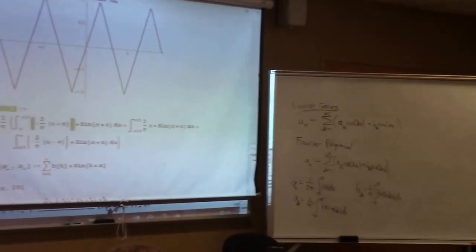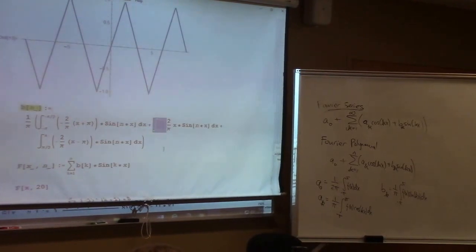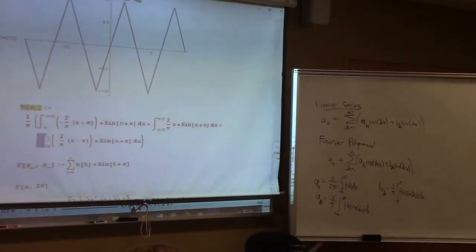An integral from negative pi to negative pi over 2, from negative pi over 2 to positive pi over 2, and from positive pi over 2 to pi. You see a sine in each case. I guess I'm calling this bn instead of bk. That's all right. And then you see sine of x being multiplied by different things in each of these cases. Each of these things is a formula for this function over the different pieces.